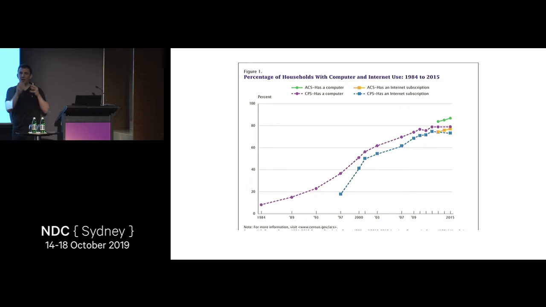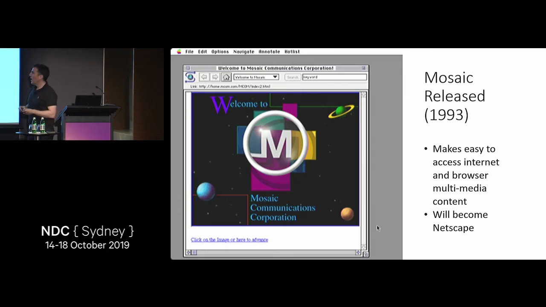So we're about to see a huge increase in terms of computers and demand on the internet. The internet's not the easiest thing to use at the moment, but this changes with the release of Mosaic in 1993. And the great thing about this is that it's really easy to use, and it also displays multimedia content. It's not just plain text anymore. So this is going to excite a number of people.